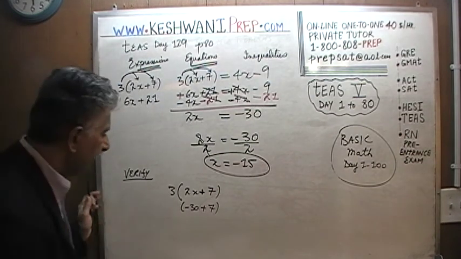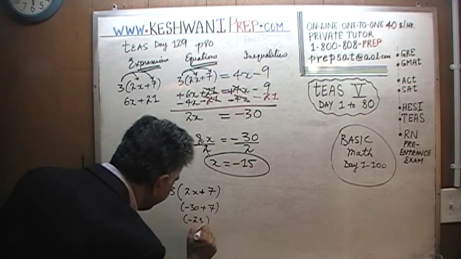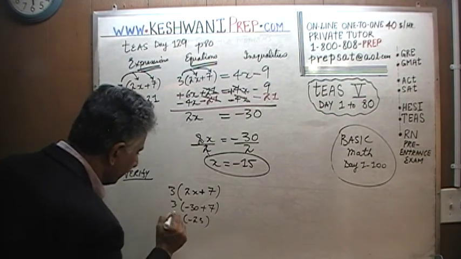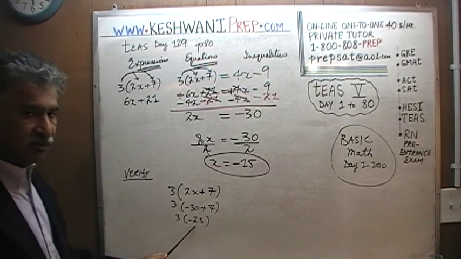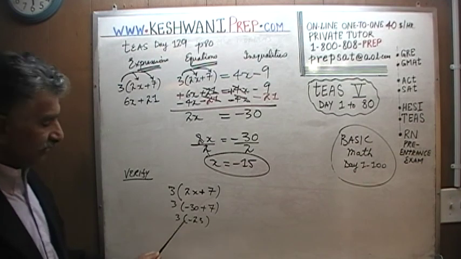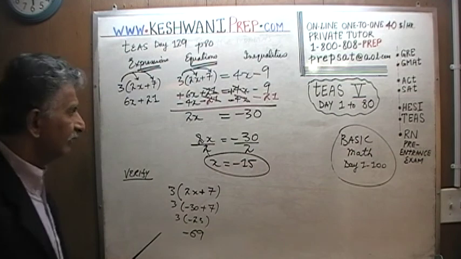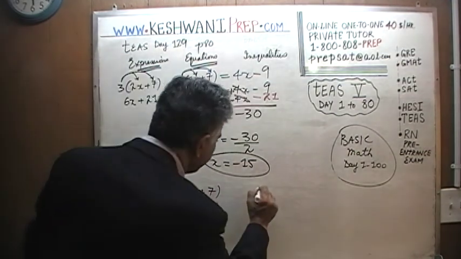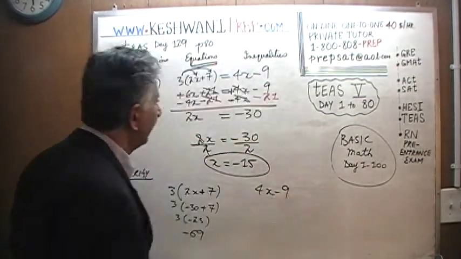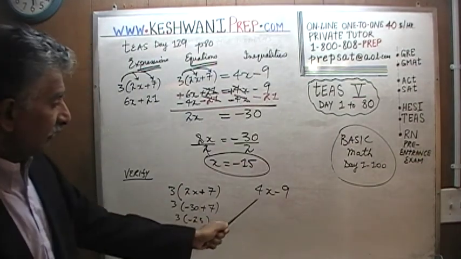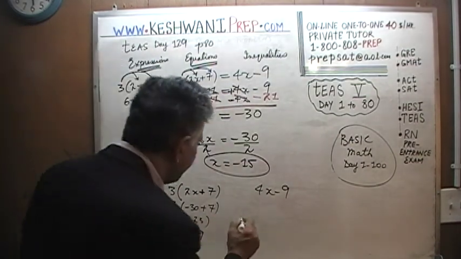Negative 30 and a 7 is going to be negative 23 times 3. This 3 comes down. 3 times 20 is 60, and 3 times 3 is 9, so it's negative 69 on this side. Let's see what we get on that side. On that side we have 4x minus 9. We better get negative 69 on this side also, otherwise we are in trouble.